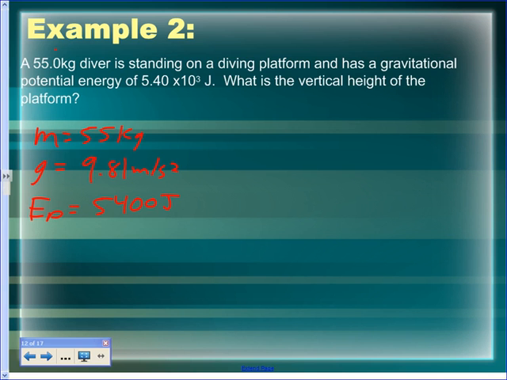They're asking me to find the height of the diving board, right? So EP equals m times g times h. I want to solve for h, so I divide both sides by m times g. Now just plug in my numbers. So h equals 5,400 divided by 55 times 9.81. That comes out to 10 meters. So he's on the high 10-meter platform.